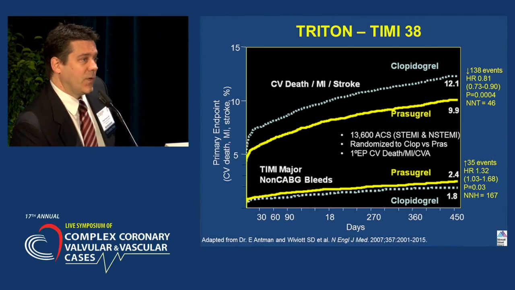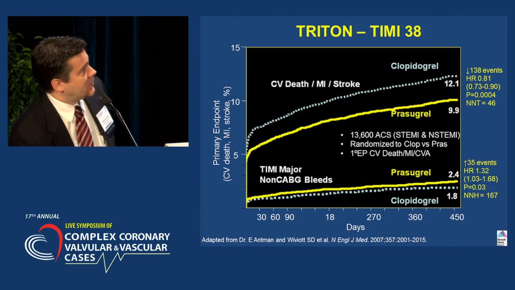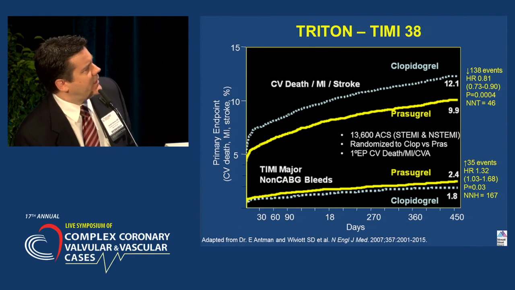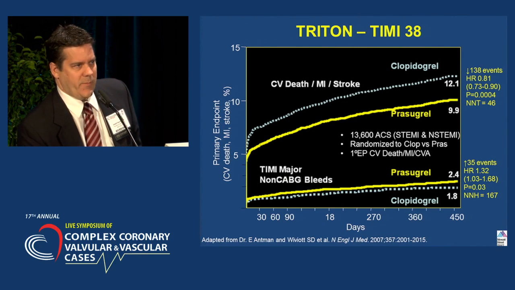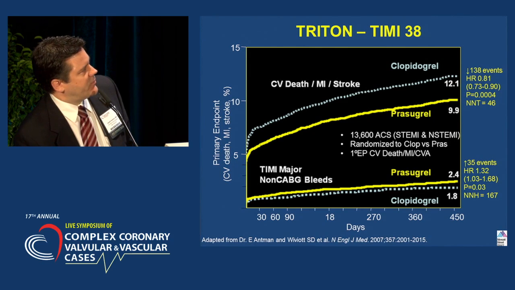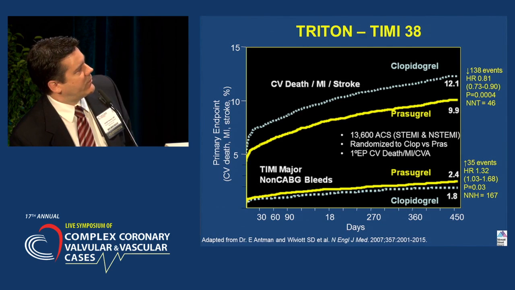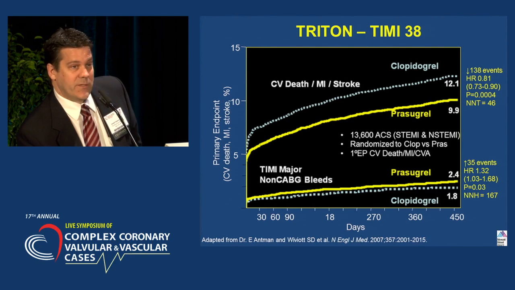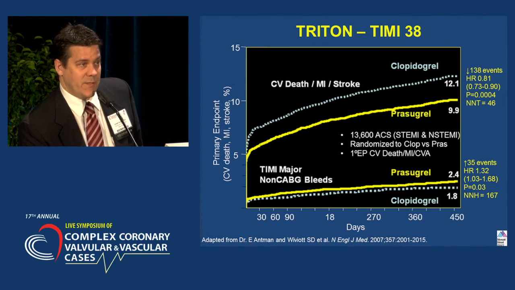Prasugrel was tried in an enormous clinical trial called TRITON-TIMI 38. These are patients coming in with an acute coronary syndrome, mind you. This is not elective PCI. Those patients that received Prasugrel, in yellow, compared to those that received Clopidogrel, had a statistically significant reduction in cardiovascular death, MI, and stroke in those that received a stent.